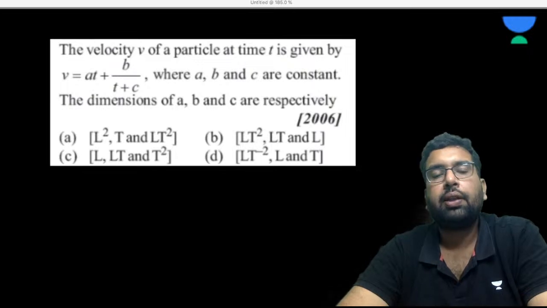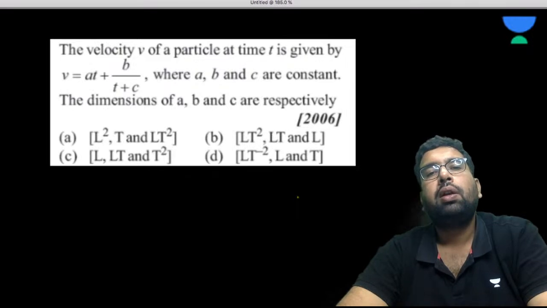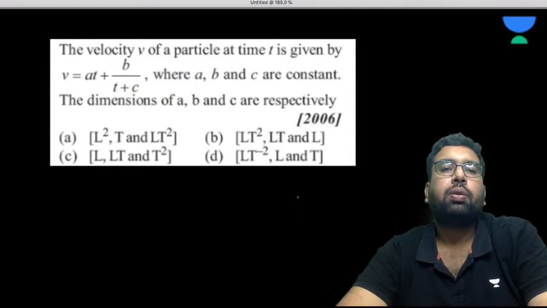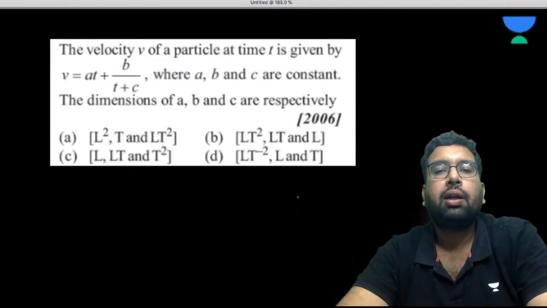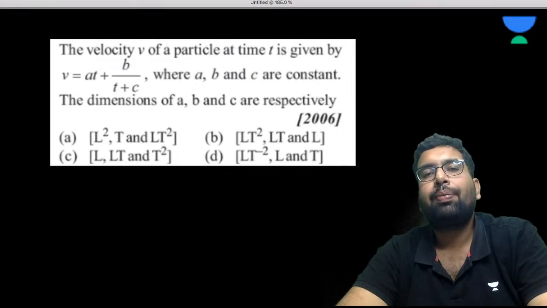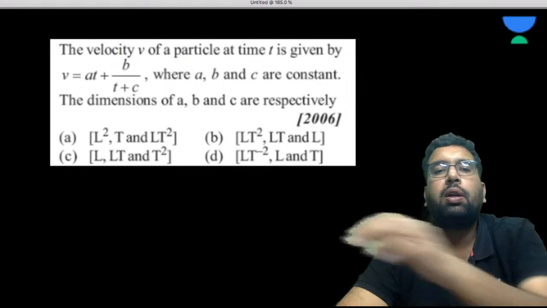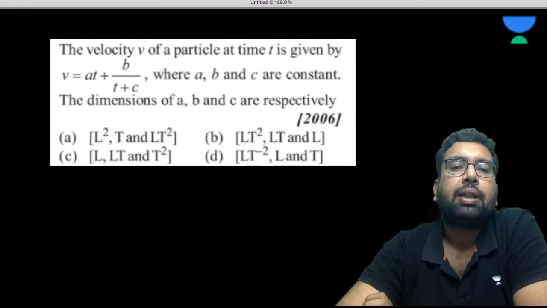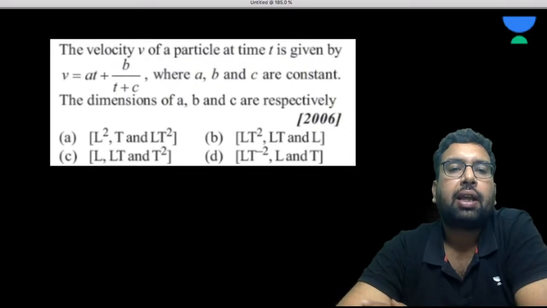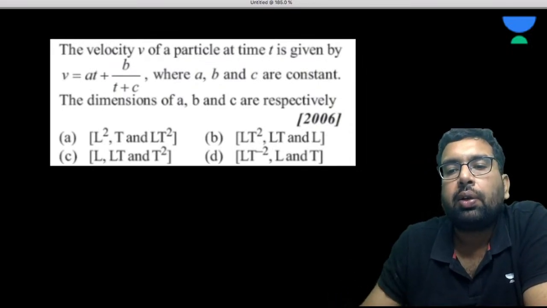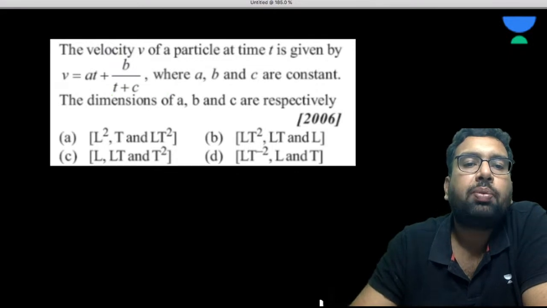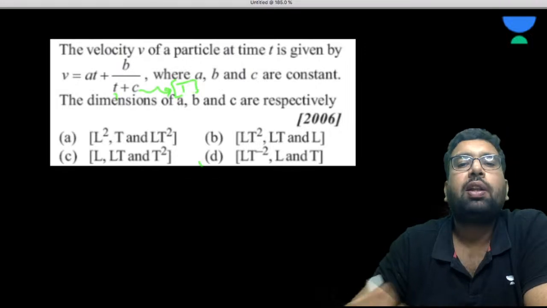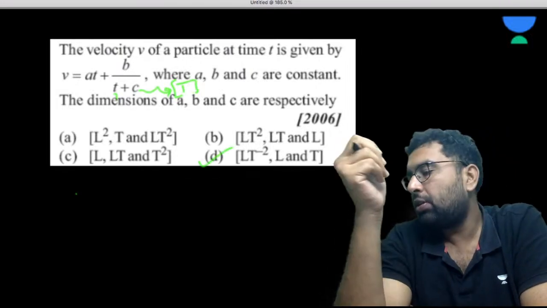How can we do it? So it says the velocity v of a particle at time t is given by v is equal to at plus bt plus c, where a, b, c are constants, and the dimensions of a, b, c are. Now clearly the dimension of c has to be the dimension of t. Now look at the options. We have only one option having the dimension of c equal to t.